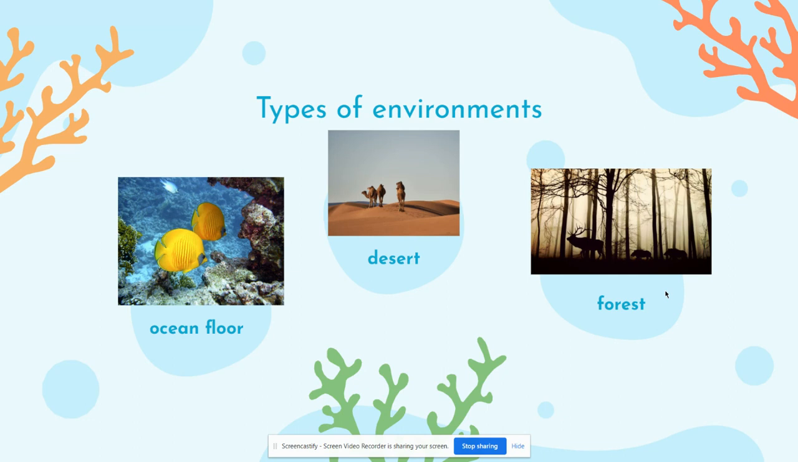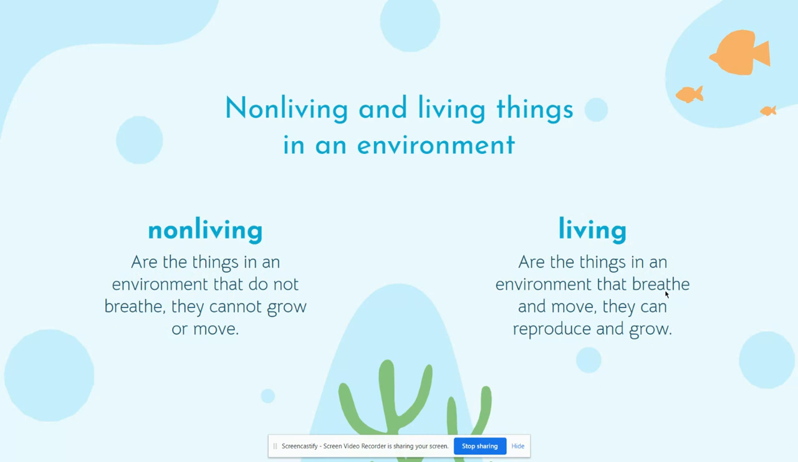By looking at these environments, it's important for you to remember that an environment is going to have living and non living things. A non living thing is something in an environment that does not breathe, grow, or move. So they are literally not living. A living thing is something in an environment that breathes and moves, and can reproduce and grow. Remember, an environment is going to have both living and non living things.